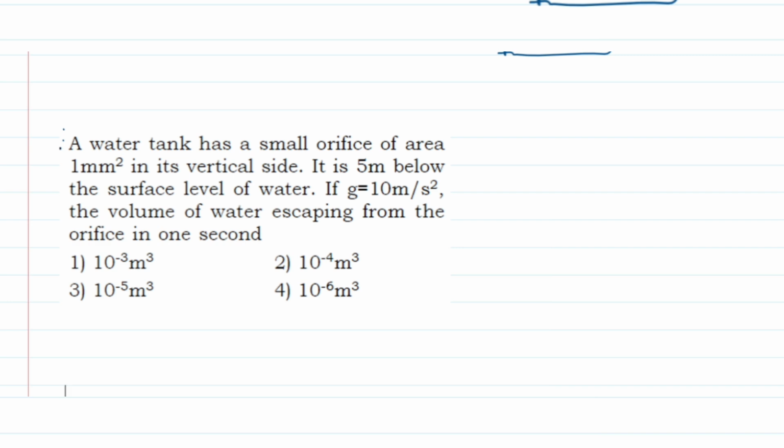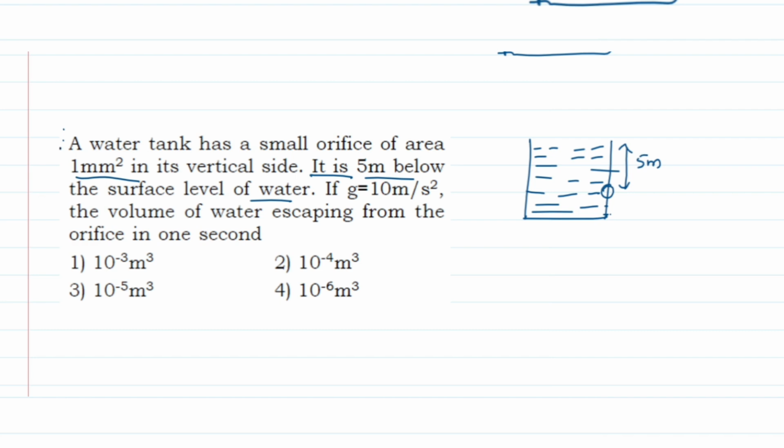Now look at the next question. A water tank has a small orifice of area 1 millimeter square in a vertical side. It is 5 meter below the surface level of the water. Here a water tank is filled with liquid, and an orifice is there, which is 5 meter below the surface.